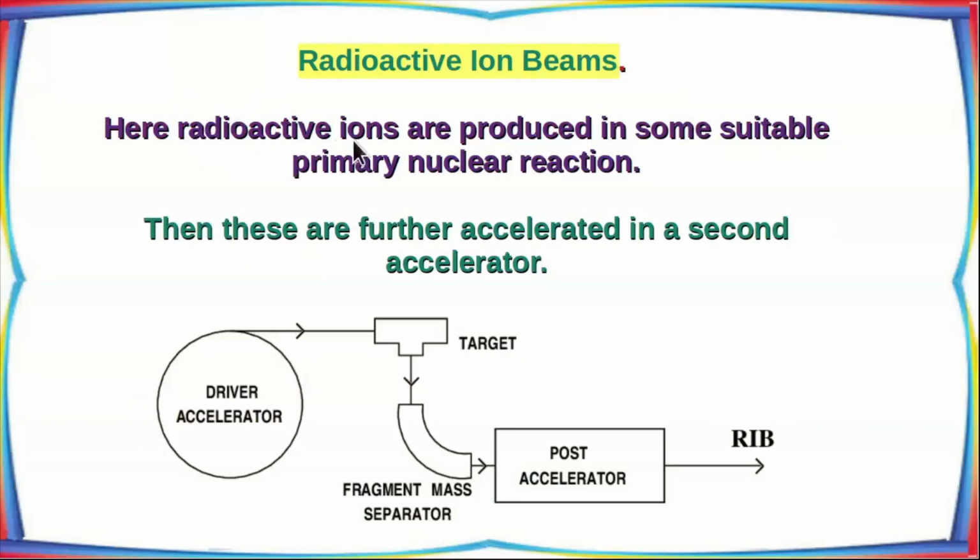So in these, the radioactive ions are produced in some suitable primary nuclear reaction. Then these are further accelerated in a second accelerator. So first we have a driver accelerator, and the accelerated ions bombard a target wherein the suitable reaction takes place, and the radioactive species are generated in that primary reaction, and they enter what is known as a fragment mass separator, which comprises a suitable electromagnetic field, and the ion species that is required for the experiment will be separated, and then these are again further accelerated to the requisite energy, and thereby we get the radioactive ion beam.